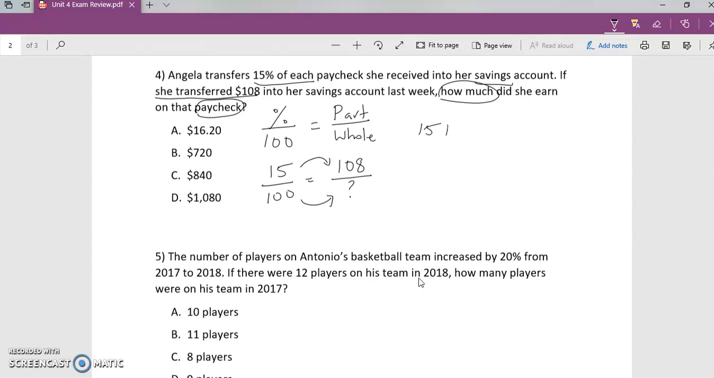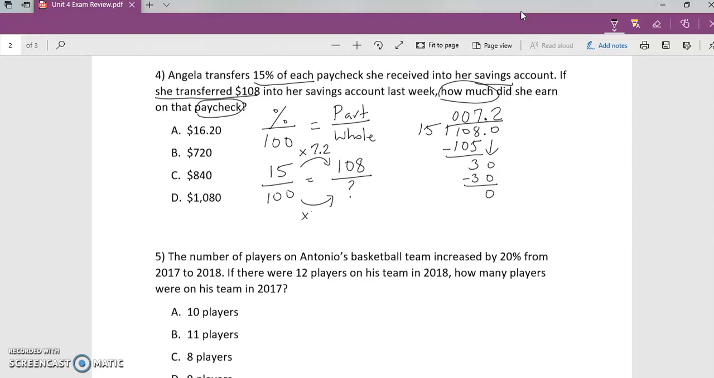So 15 into 108. 15 goes into 1 0 times. 15 goes into 10 0 times. But 15 goes into 108 7 times. So that's 105. 3 left over. Let me add an extra 0 to try and get rid of this remainder. 15 goes into 30 2 times. 0 left over. So I know I have to multiply by 7.2 to get from 15 to 108.